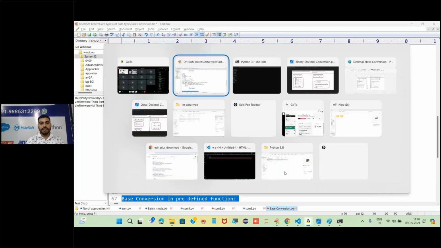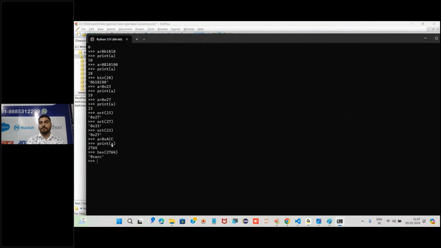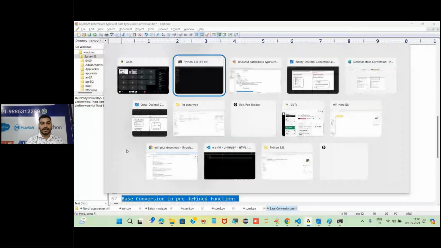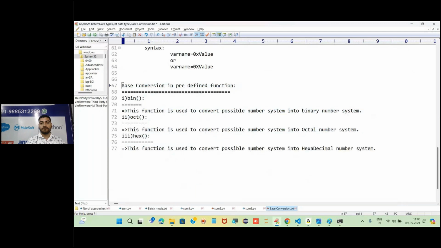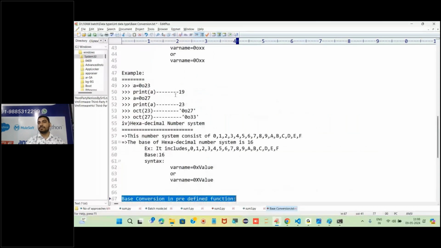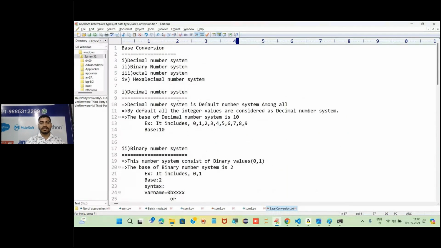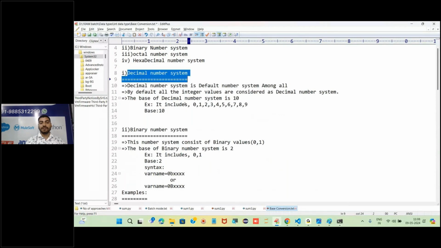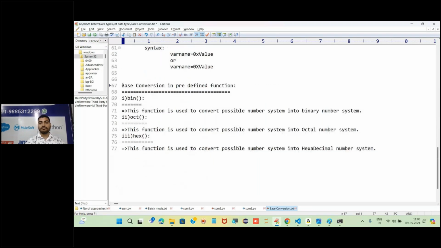So these are some inbuilt functions we have in Python for number conversion. That's why it is known as base conversion. We are changing one base into another base, right? Example, changing decimal into binary. Binary has base 2, decimal has base 10. Changing 10 into 2. That's why the name is base conversion.